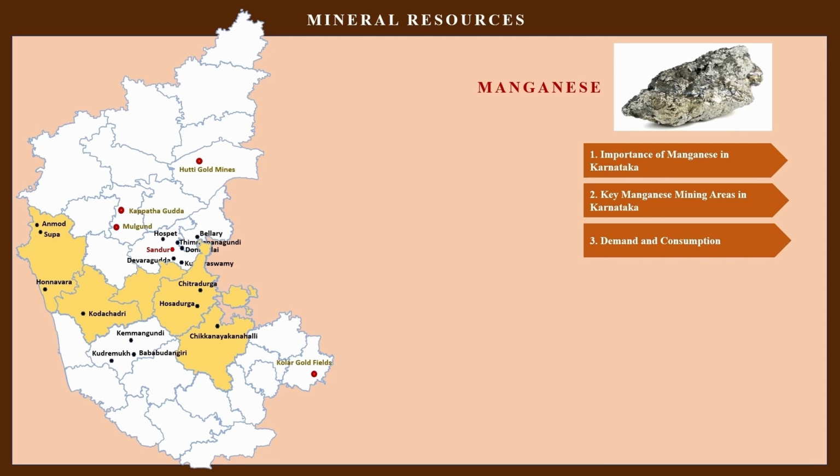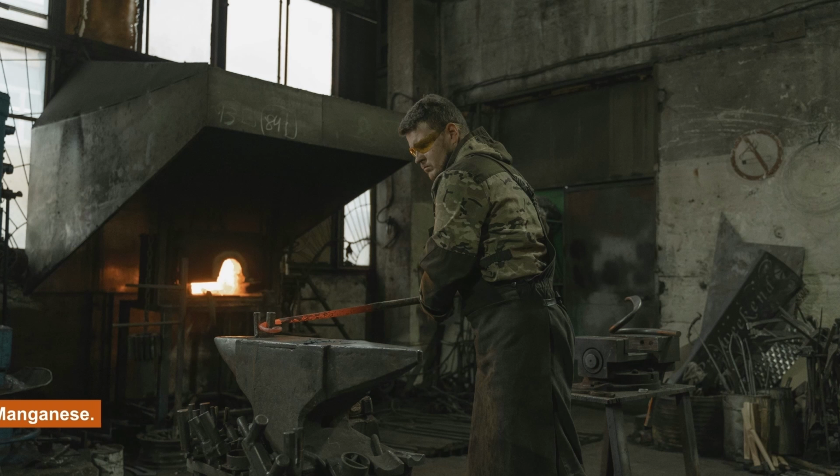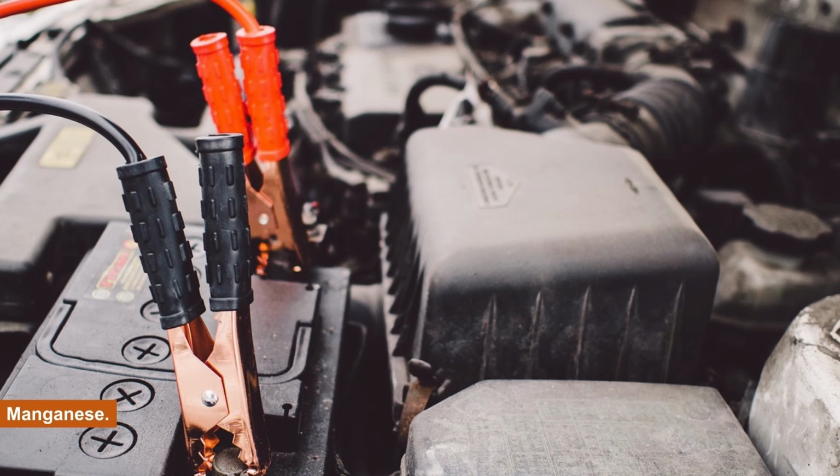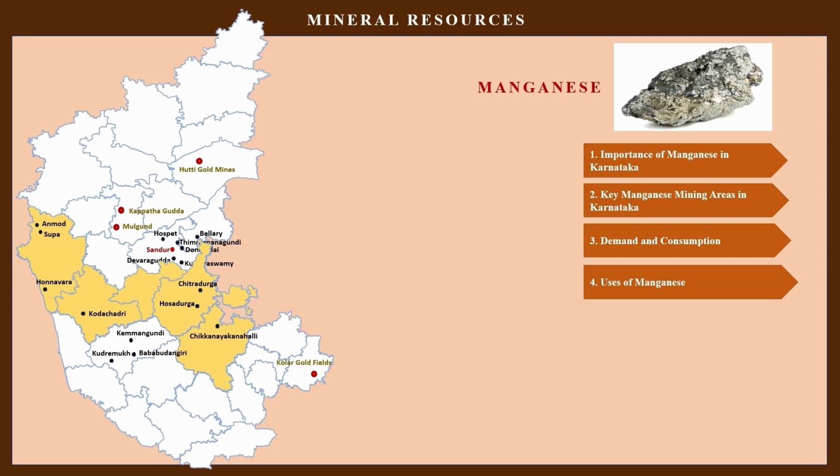Okay, it's very limited. So, since the domestic demand is less, manganese is produced from Karnataka and exported to various countries where the demand exists. Now, moving on, what are the uses of manganese? Manganese is primarily used in the production of steel, batteries, and various other industrial applications. Okay, it is mainly with steel.